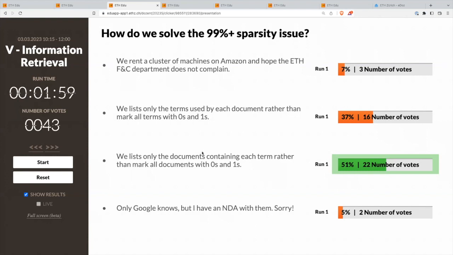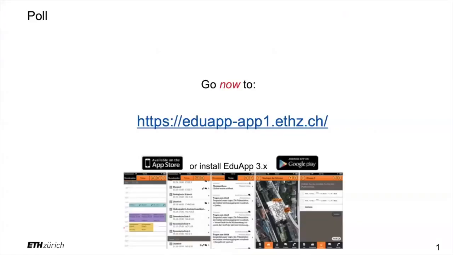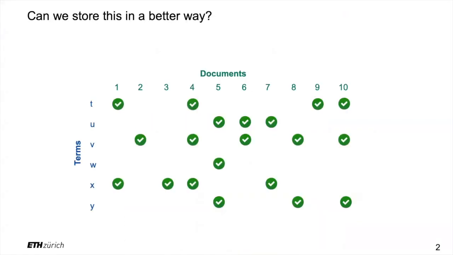Let me see if I get that one right. I think it's 5 now. Yes, that's where we were.